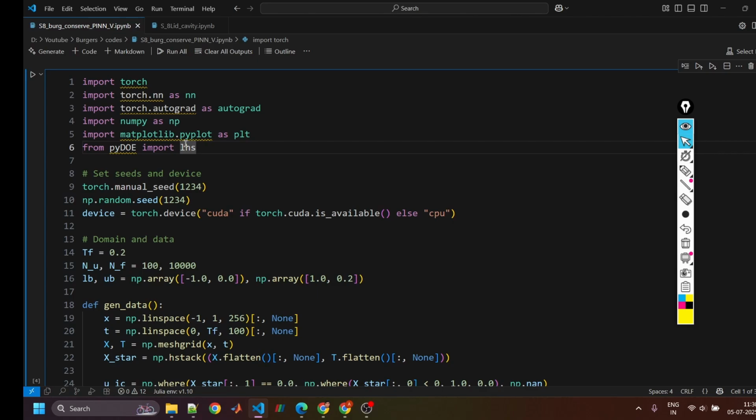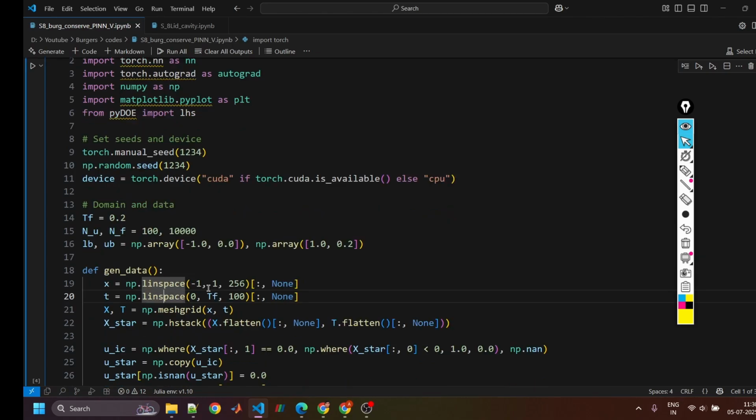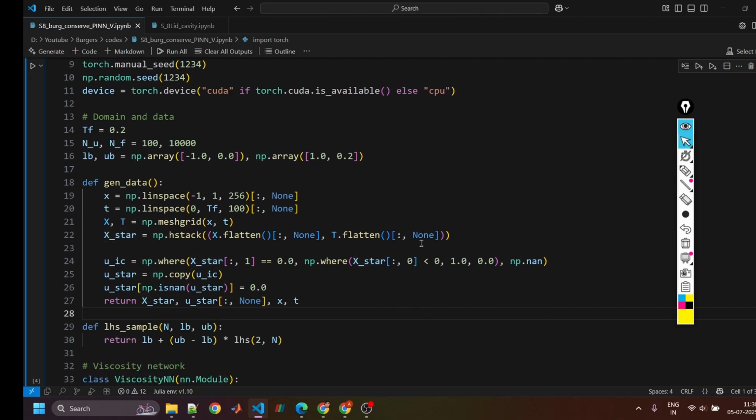Yeah, this is a Burgers equation code. Here we are doing simulation up to 0.2 seconds. We have taken 100 collocation points on the boundary and added 10,000 collocation points over the domain. Here we have taken -1 to 1, which is just to define the upper and lower boundaries. And our simulation is 0 to 0.2. This is the initial condition. The initial condition that we have used is a step-like function like this.